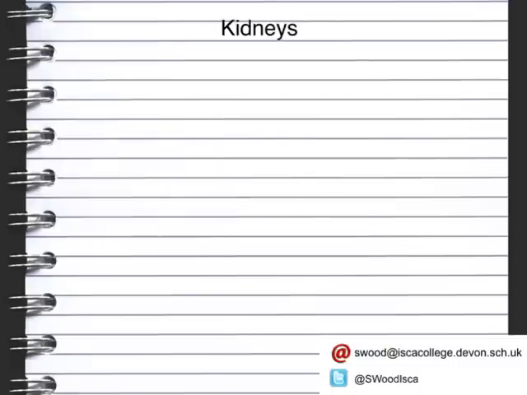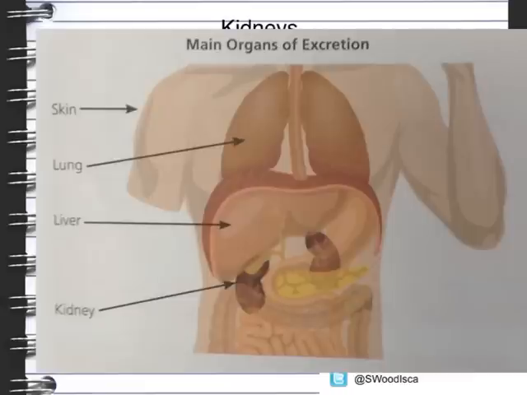Okay, so let's have a look at the organs that are involved with excretion. We've got here the lungs, which are involved in respiration, so they're there for the removal of carbon dioxide from the body. We've also got the skin on the outside of the body that's there for the removal of sweat, salts and water.